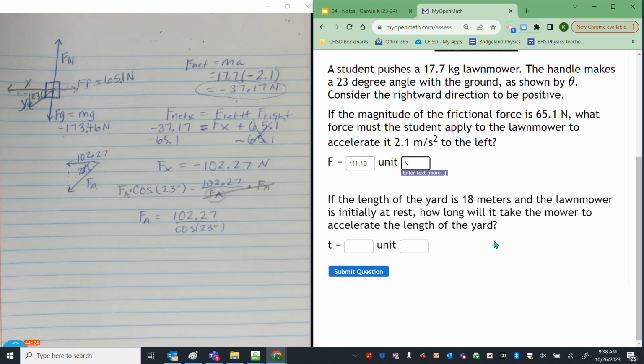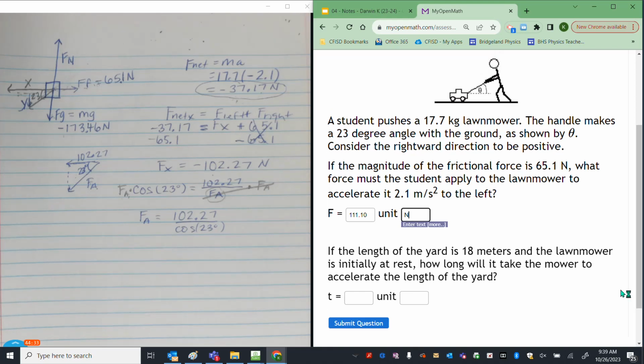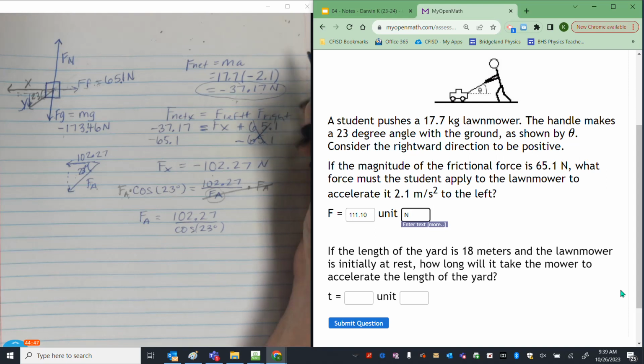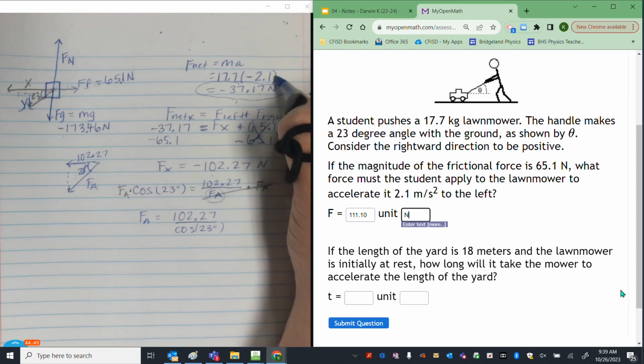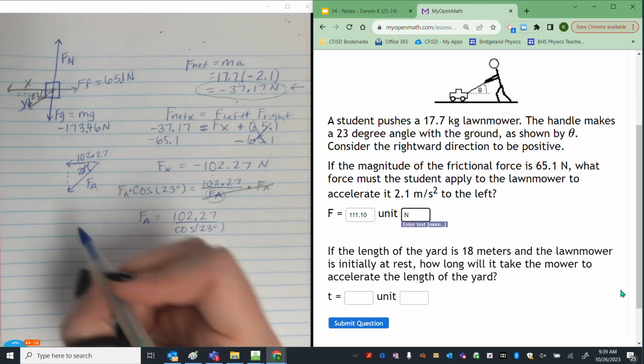If the length of the yard is 18 meters and the lawnmower is initially at rest, how long will it take the mower to accelerate the length of the yard? Now I have the applied force, but that's actually not what we need in order to find this. We actually just need the net force, which we found way up here. Actually, we don't even need that. We have the acceleration given to us, but if we didn't, we would need to use the net force to find it. In this particular question, they actually gave us the stuff that we needed.